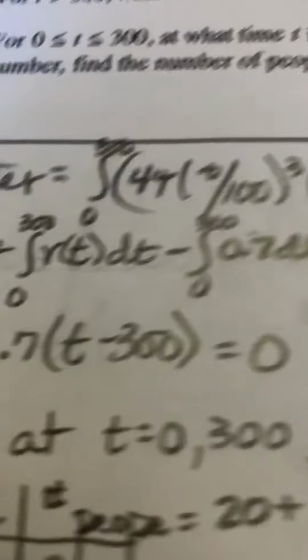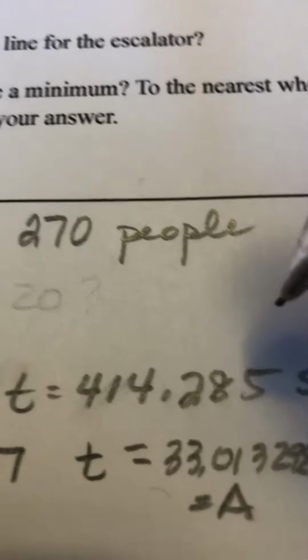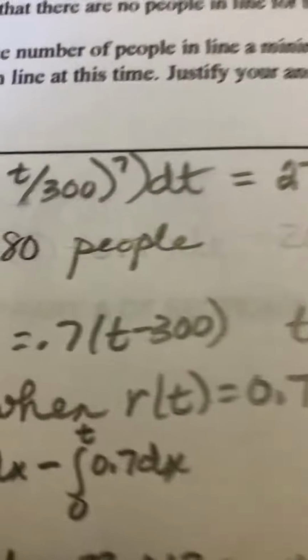So we say, okay, when does 80 equal 0.7 times the quantity t minus 300? And there we go. We get 414.285 seconds. So that's our answer for part C.